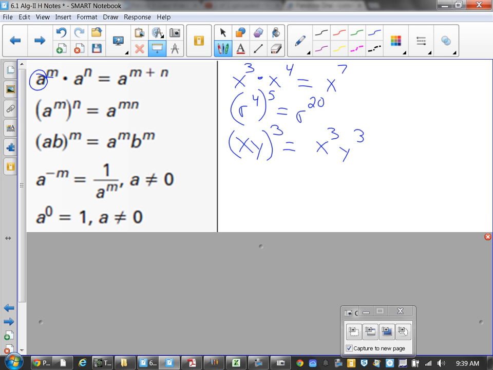Anything to the 0 power is always what? 1. Anything, anything, anything. Doesn't matter what it is. If it's to the 0 power, it's 1.